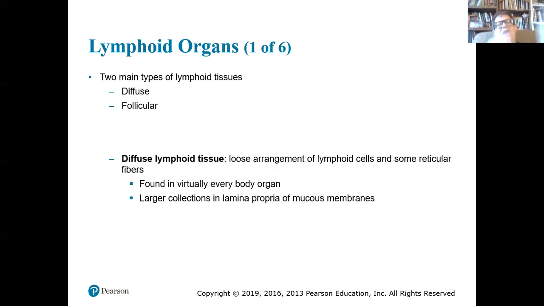All right, so there are different types of lymphatic tissue. We have diffuse and follicular. Let's talk about the diffuse first. Diffuse lymphoid tissue is a loose arrangement of lymphatic cells and reticular fibers. You have this in almost every organ. You have big collections in the mucous membranes. Yeah, these lymphatic vessels going everywhere.